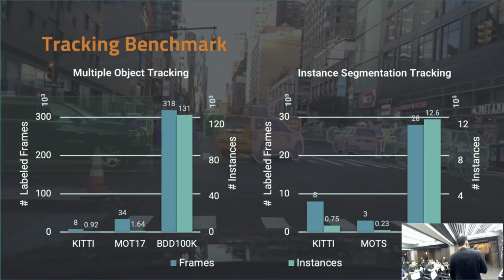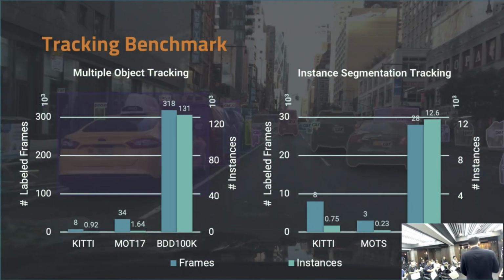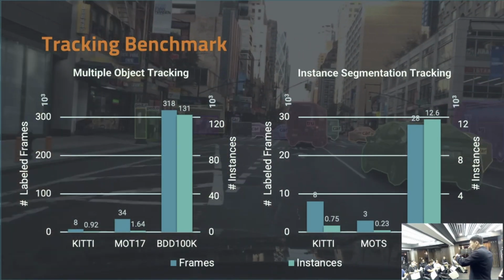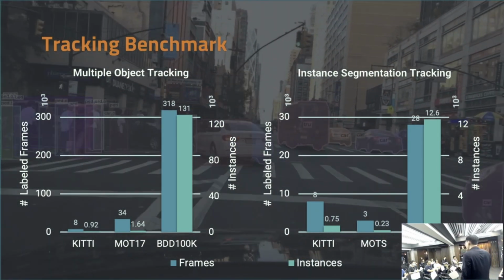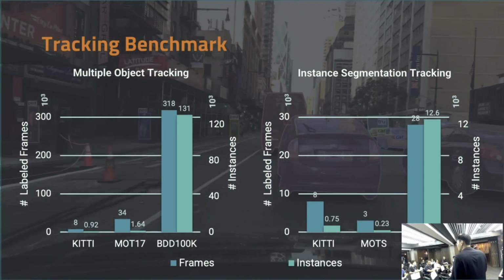And most importantly, we care about the tracking here. You can see that compared to the previous tracking data, depending on how you look at it, it's 10 to 100 times bigger than the previous ones. Therefore, it gives us more data to train and more reliable results for benchmarking.